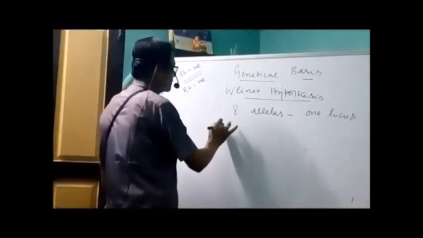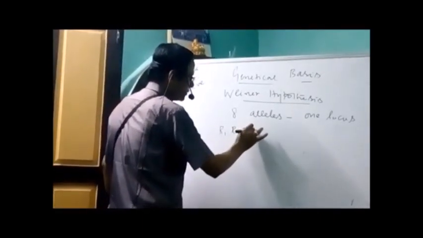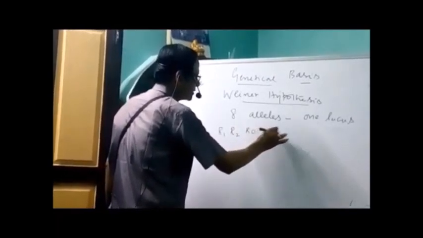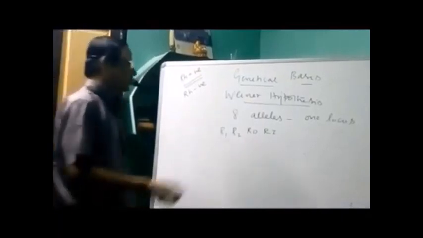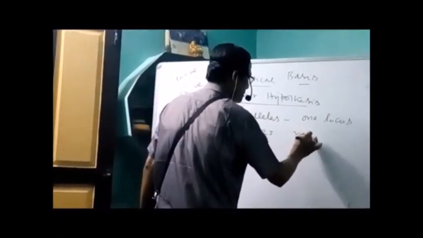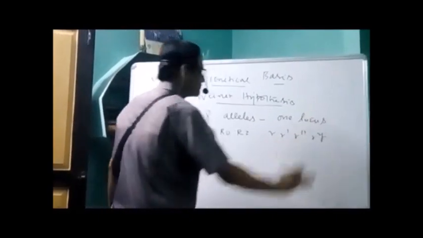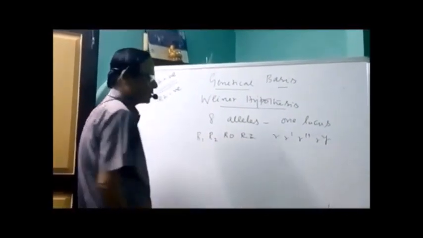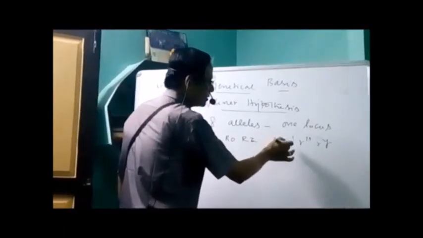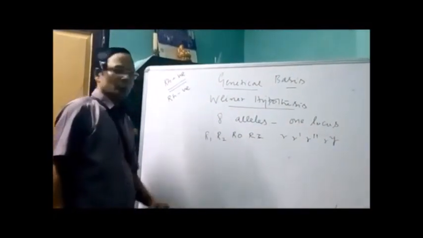Now the alleles are R1, R2, R0, and Rz. These are the 4 dominant alleles. What are the recessive alleles? r, r', r'', and ry. These are the recessive alleles, present in the same locus.